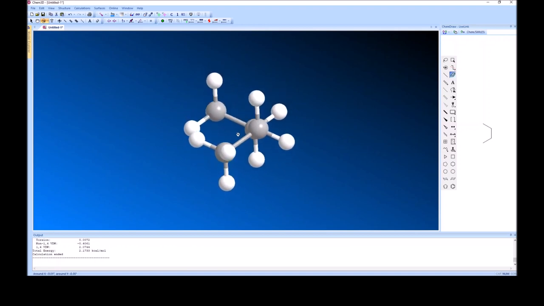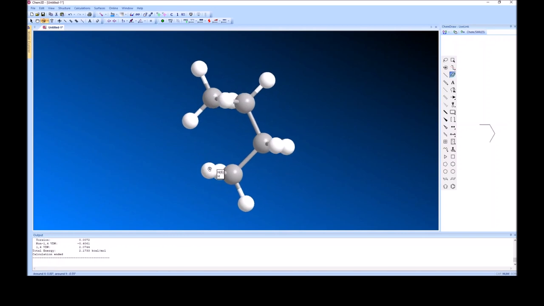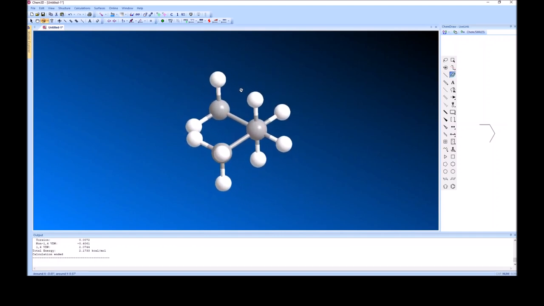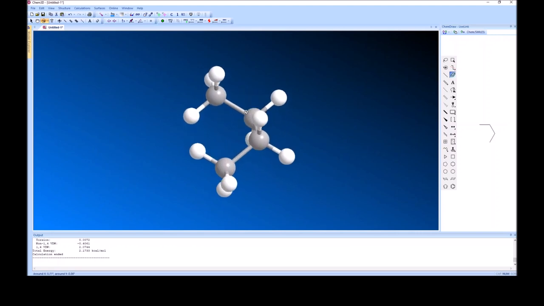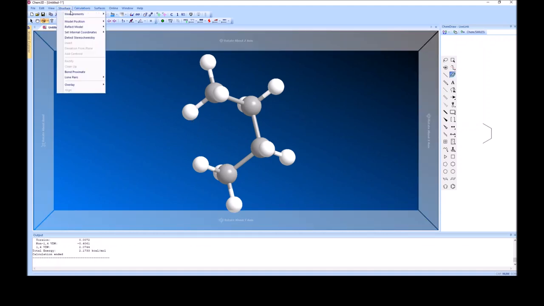So this gauche interaction right here has a problem because these methyl groups now are close enough that they're bumping into each other. This is not torsional strain. Torsional strain is when something is eclipsed. So other types of strain that are not torsional strain, we're going to call steric strain.